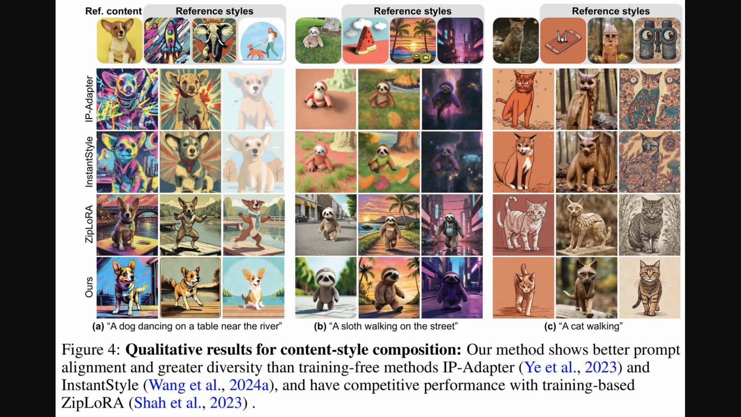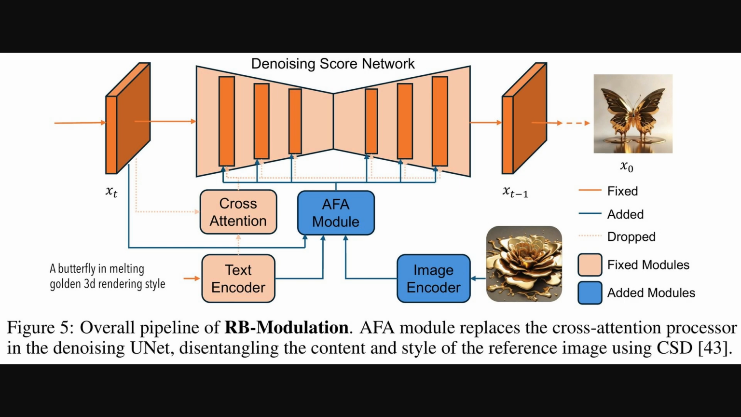Okay. So, following the user study, this figure provides more visual evidence, specifically for content style composition. We see RB-Modulation, again labeled, quote, hours, compared against IP adapter, instant style, and zip LORA. It takes reference content, like a specific dog or sloth, applies various reference styles, and follows prompts, like a dog dancing. The results really highlight how RB-Modulation better combines these elements, keeping the intended content and style while accurately matching the prompt description.